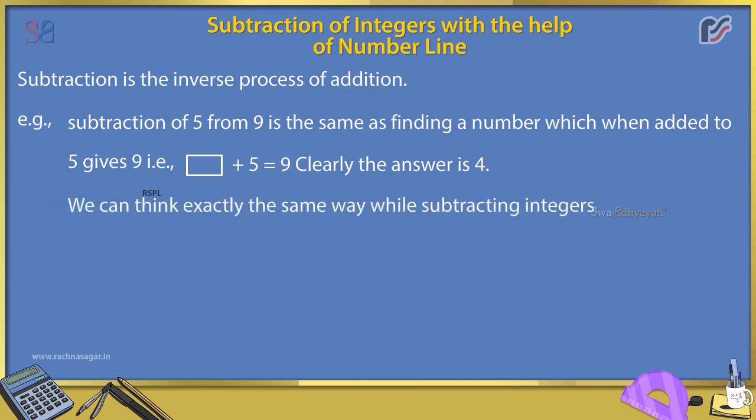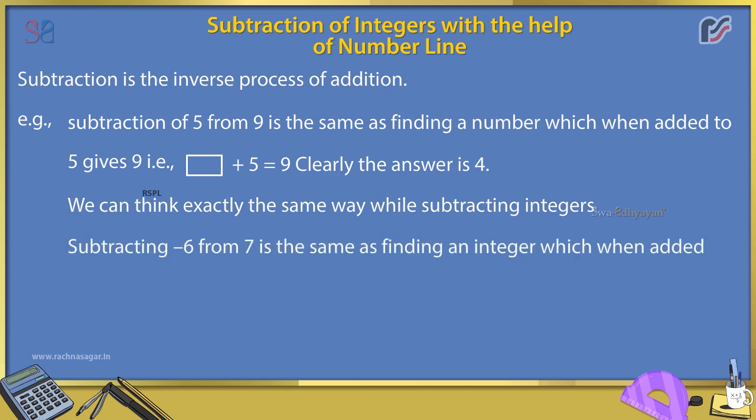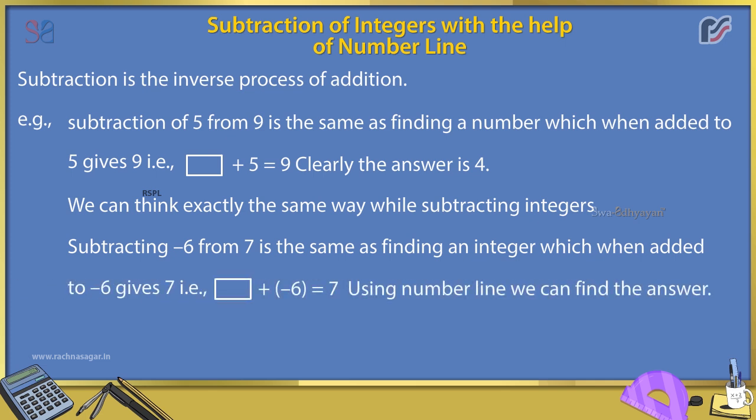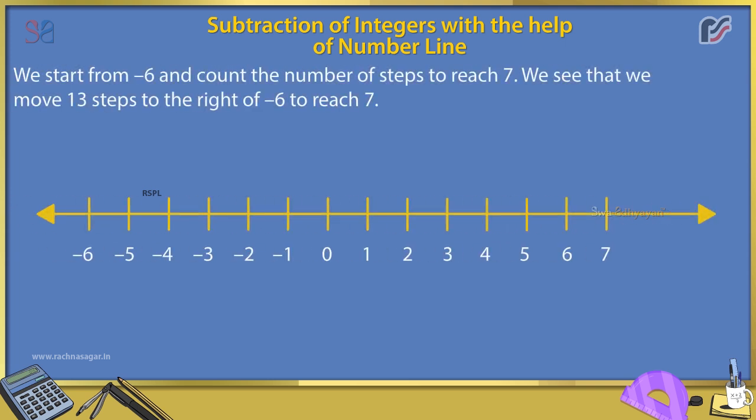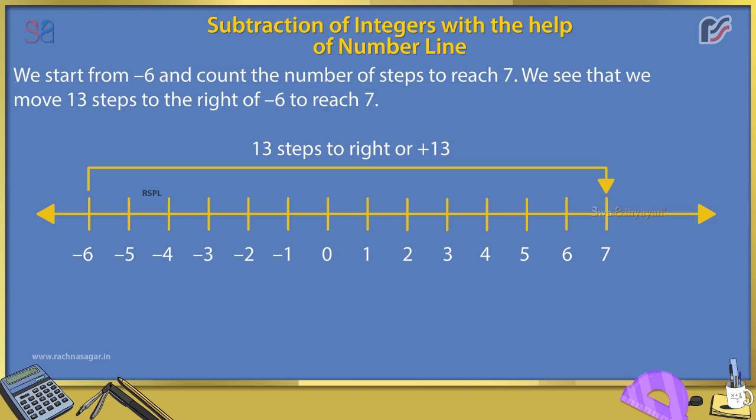We can think exactly the same way while subtracting integers. Subtracting minus 6 from 7 is the same as finding an integer which when added to minus 6 gives 7. That is, _ + (-6) is equal to 7. Using number line, we can find the answer. We start from minus 6 and count the number of steps to reach 7. We see that we move 13 steps to the right of minus 6 to reach 7. Thus, 13 + (-6) is equal to 7.